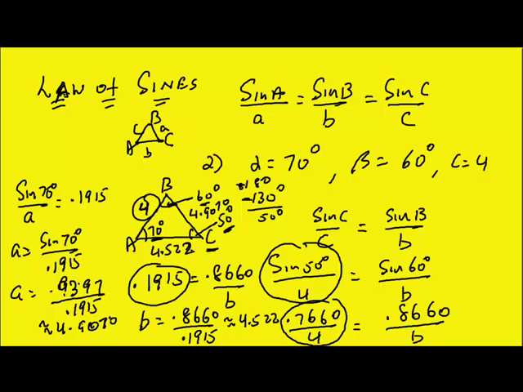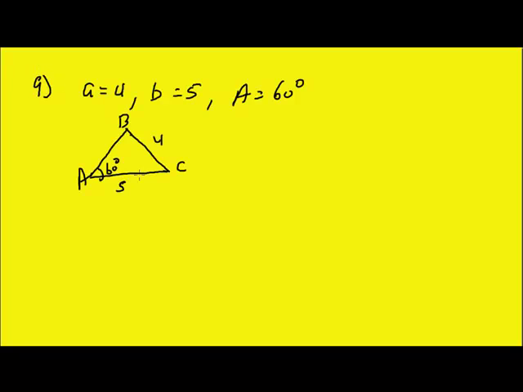Okay, let's talk about the ambiguous case, because there is one in the law of sines. Let me change this a little bit, because I want to show you the ambiguous case. Let's call this angle B, and this angle C, let's call that 60 degrees. Call that 4, and call that 5. This is set up for the ambiguous case.